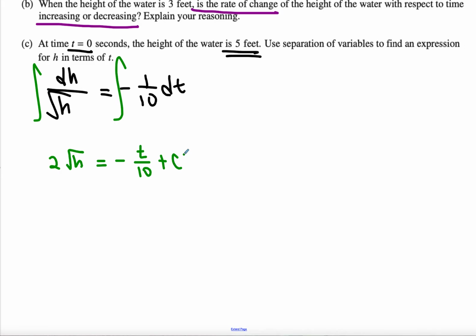What they told us was t was equal to 0, and h was equal to 5. So when I plug in 0 here and 5 here, we realize that c must be 2 square root of 5.